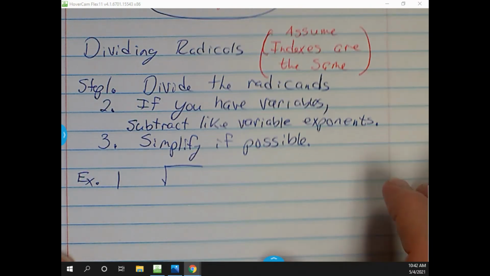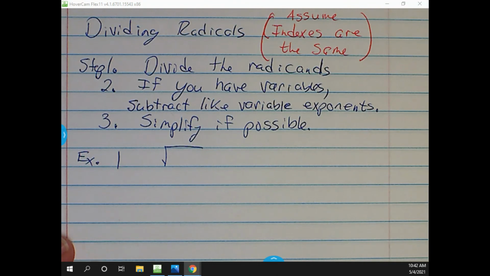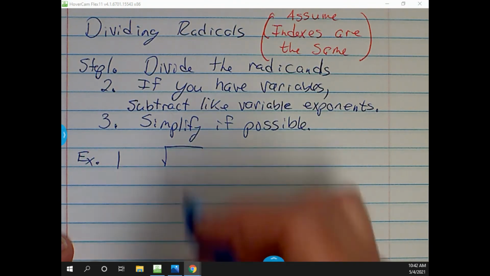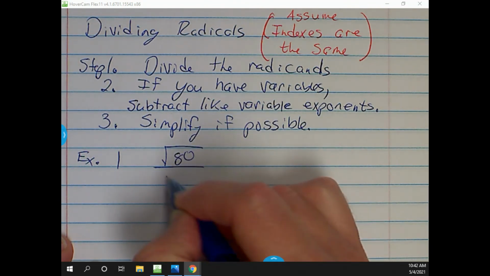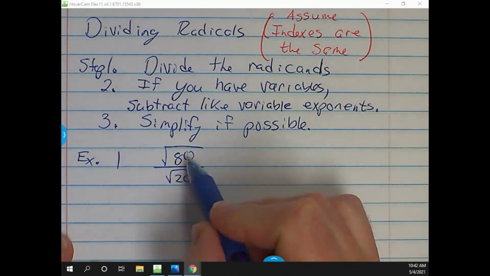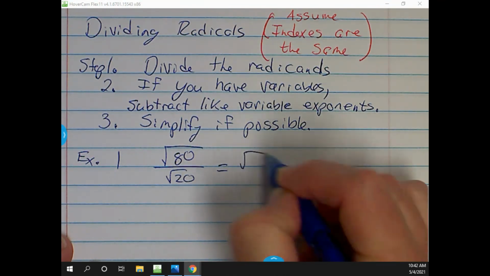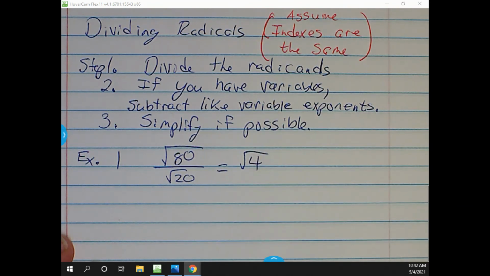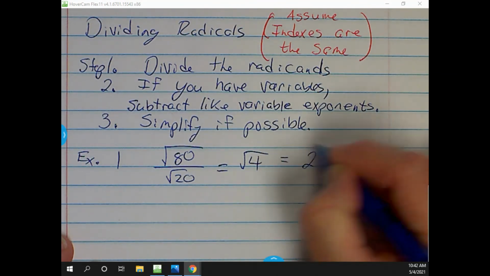Okay, so let's give you one that's straightforward and really easy here. Let's say we're going to do the square root of 80 over the square root of 20. All we're going to do here is take 80 and divide it by 20. That's 4. The square root of 4 is 2. There you go.